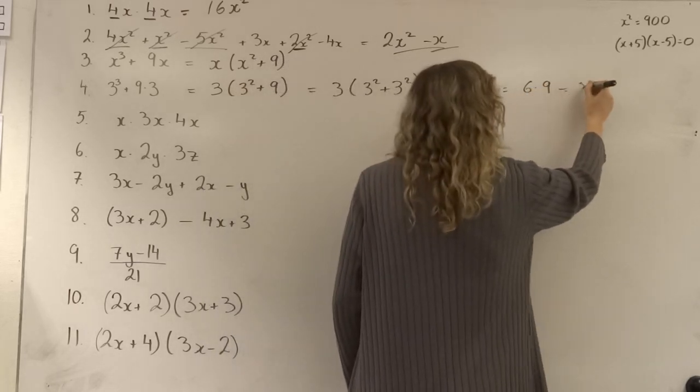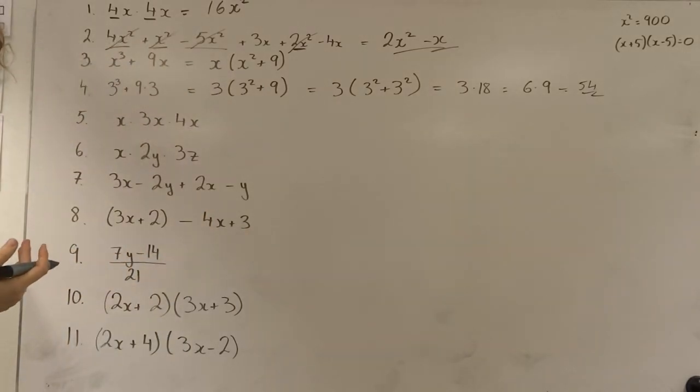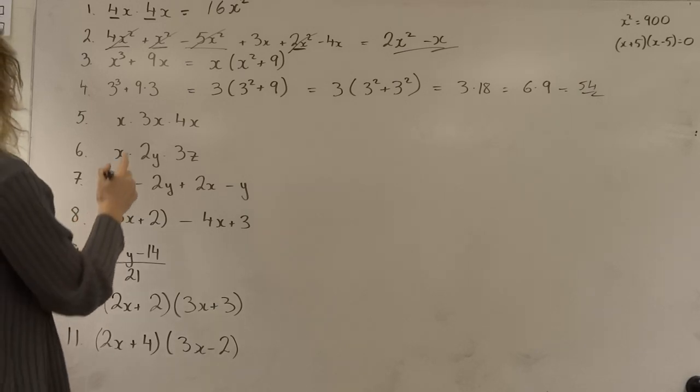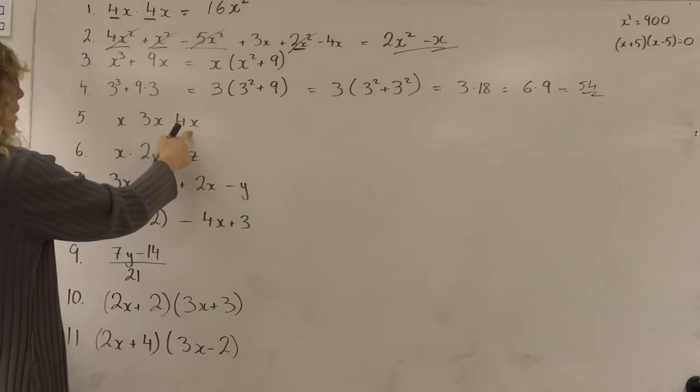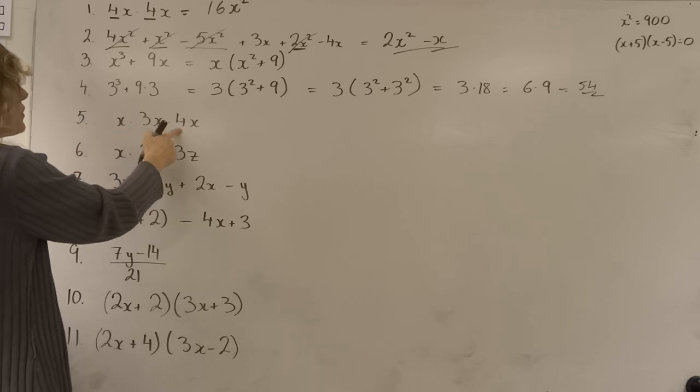6 9s are 54. So this one you had to complete all the way through to 54 in some way, and it doesn't matter how you did it, as long as you got 54. Here we have 3 terms multiplied by each other. This is a 1 in front, so we get 1 times 3 times 4, which is 12.